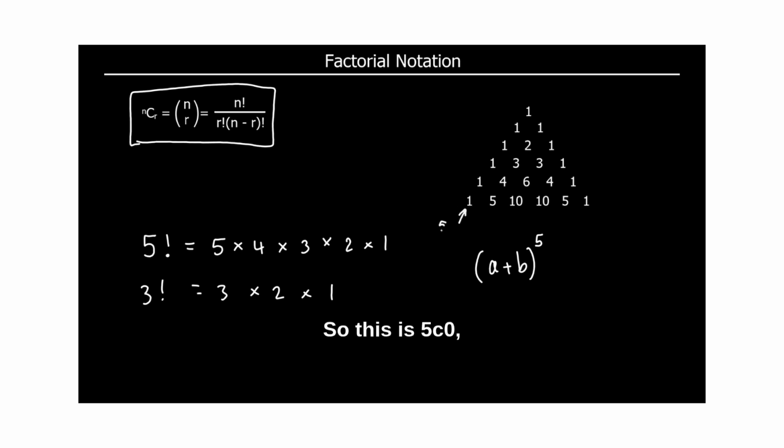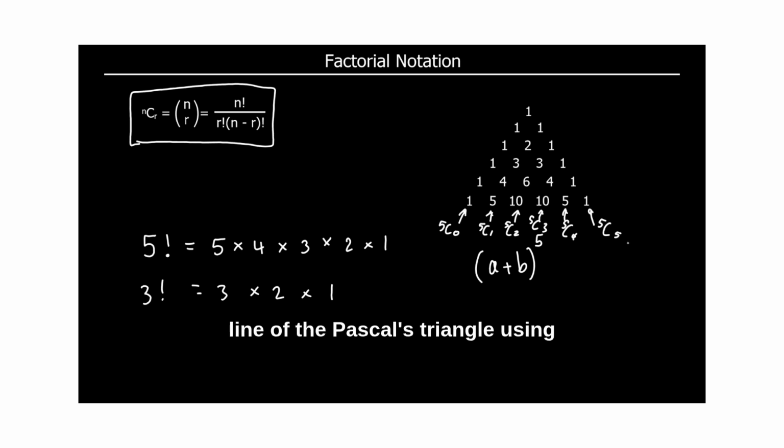So this is 5C0. This one is 5C1, 5C2, 5 choose 3, 5 choose 4, and 5 choose 5. So we can generate the line of Pascal's triangle using NCR. If I wanted to generate the 5th line using this rule, it'd be 5C0.